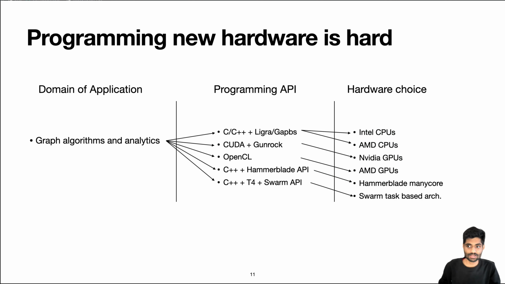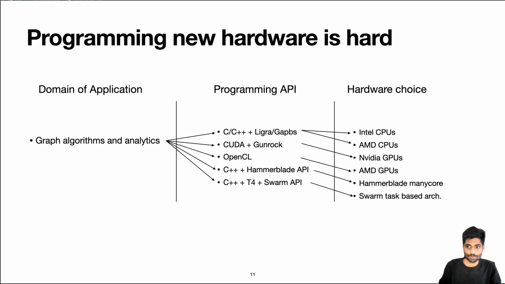Specifically, we will look at the graph analytics domain. Graph experts typically want to run their applications on various architectures like CPUs, GPUs, Swarm task-based parallel architecture, Hammerblade many cores to tune the implementations for the variations in the application and the irregularities in the graph inputs. Again, because these architectures come with very different programming APIs, they have to learn and use different libraries that are built specifically for their respective programming languages.